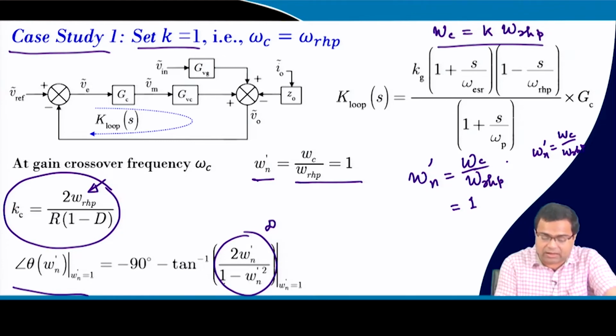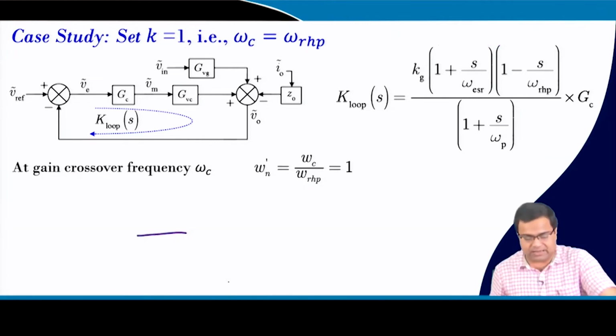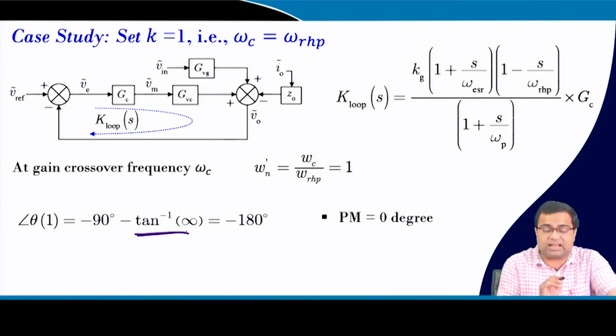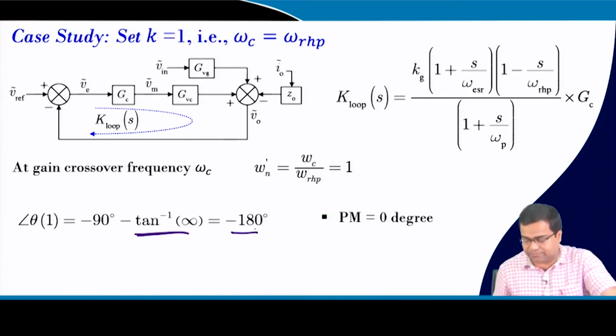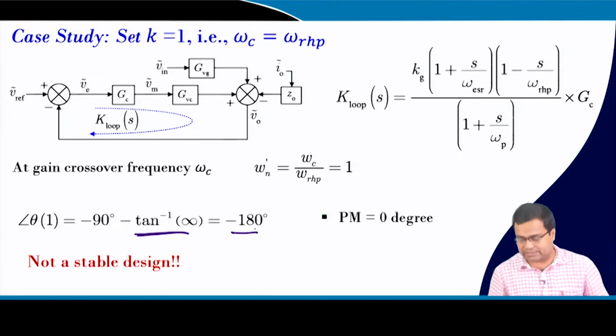because there is a 1 in the denominator, you will have 1 minus 1. So, it is some constant by 0. So, it will be infinity, and if infinity, then tan inverse is 90 degree. So, it is 180 degree. So, the phase margin is 0 degree. So, it is not a stable design.